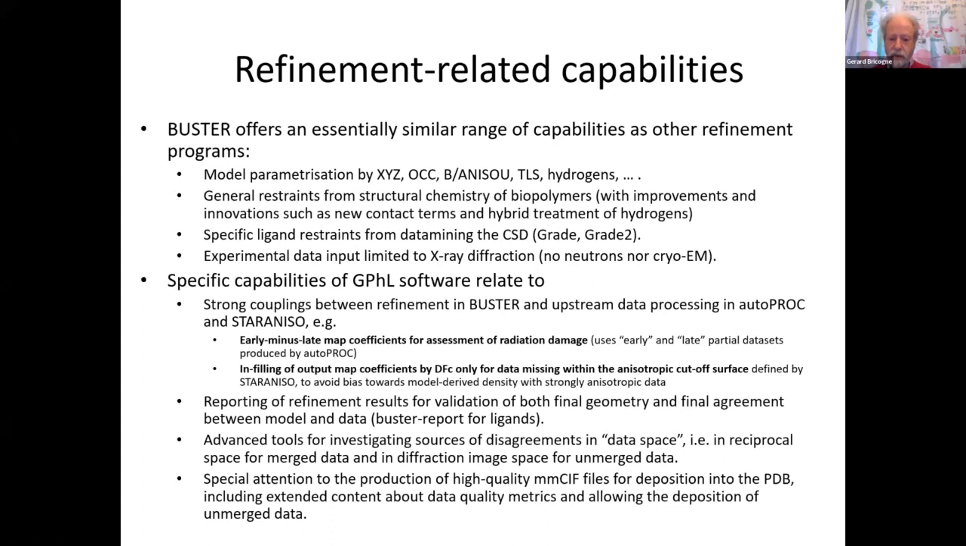And if I can manage to get through this in 15 minutes, I'll feel lucky. I will also mention an effort to deposit richer content into mmCIF deposition files that can help towards these sorts of data-side troubleshooting problems.